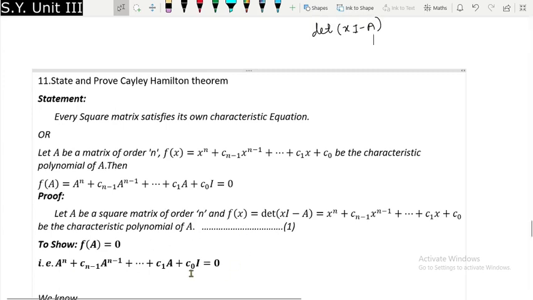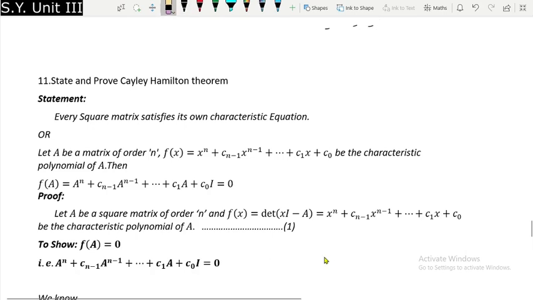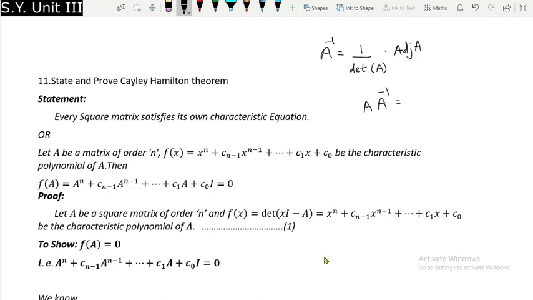Now we are going to recall one result in order to prove it, and that result is related to A inverse. If you recall, what is the formula of A inverse? It is 1 upon determinant of A multiplied by adjoint of A. Multiply by A from both sides. So if you multiply by A, what do you get? A into A inverse will be equal to A into adjoint of A upon determinant of A, and if you solve it, the left side will be I.